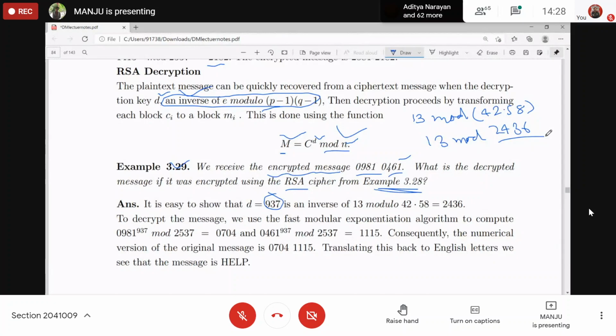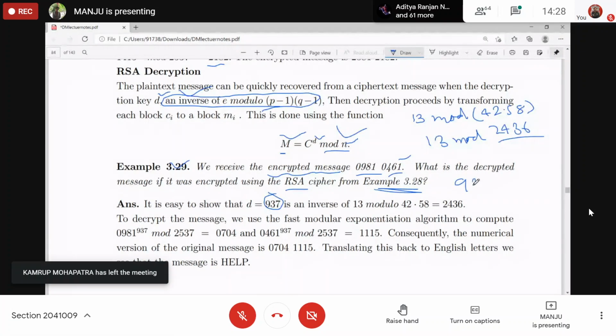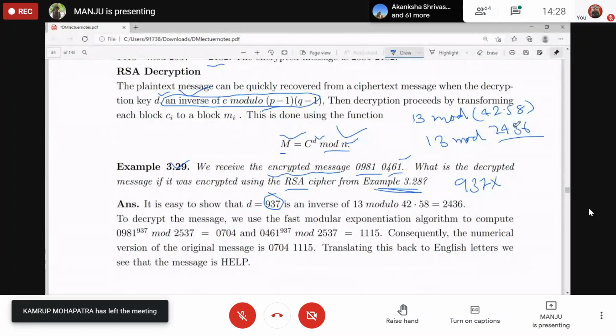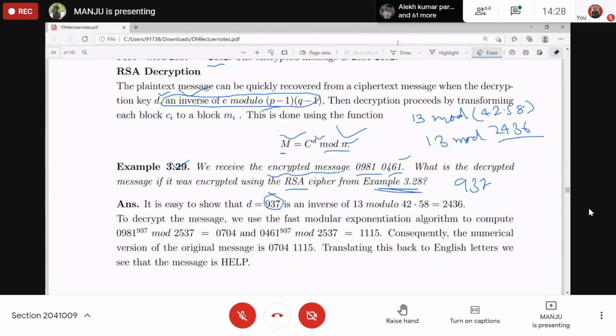Yes, ma'am. So if I multiply 937 by 13, this gives you 1 in modulo 2436, which we have verified. So I can directly use this one. This is the inverse of E, which we are taking as D.